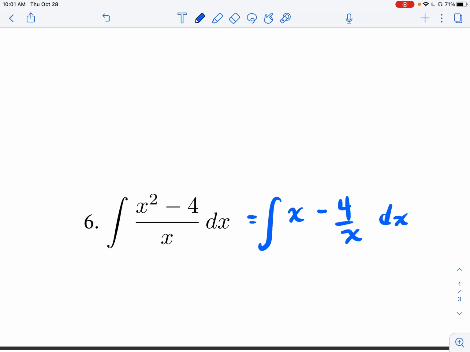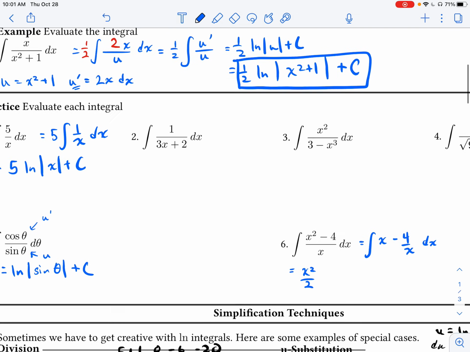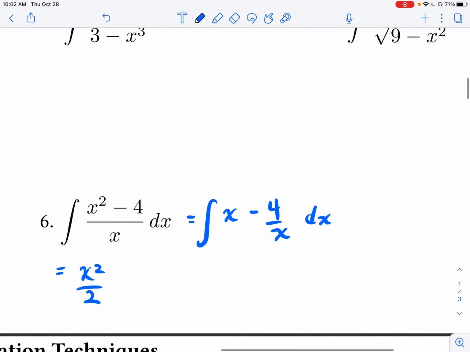We can say that the integral of x is simply x squared over 2, right? The integral of x is just x squared over 2. Now, what is the integral of negative 4 over x? Pretty similar to what we did in number 1, our first problem here. This would simply be minus 4 times the natural log of the absolute value of x, all of that plus c. Okay?